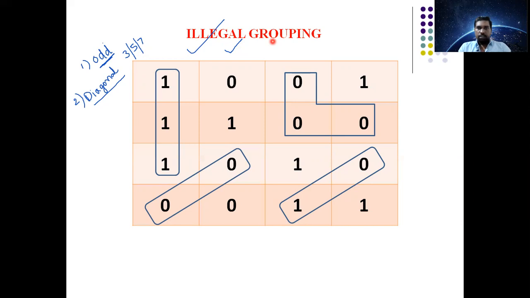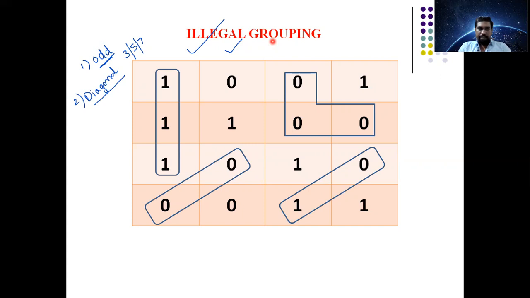So by this, the concept of grouping regarding K-map is completed. Till now we have learned how to identify the number of input variables and how to find out how many cells are required, and we have learned how to plot the K-map. Today we learned how to group the cells in the K-map, and in the next video we will learn how to write the answer for grouped cells.